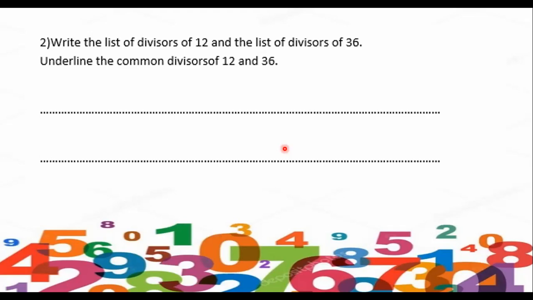Yes. 1 times 12 is 12. 1 and 12 are divisors of 12. What else? 2 times 6, excellent. 4 times 3. Excellent, thank you. So I'm done. The divisors of 12 are 1 and 12, 2 and 6, 3 and 4.